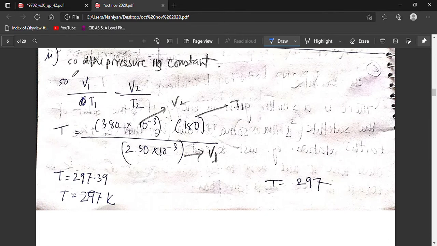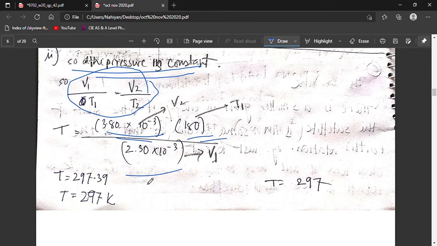So we know the pressure is constant, and when the pressure is constant, you can use this formula. I think we have learned this in O levels also. This is a very simple and very basic formula. So when you make V2 the subject, this becomes V2. This one is the T1, and this is the V1.